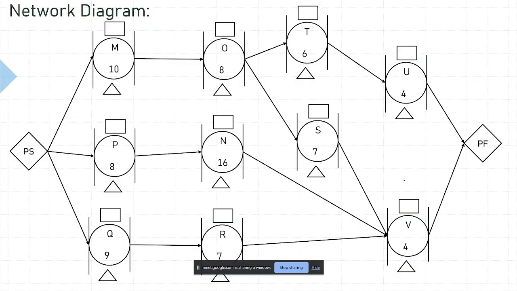So moving on, I'll check once again. Q, R, V, and P, N, S. Okay, it is in the same order, right?